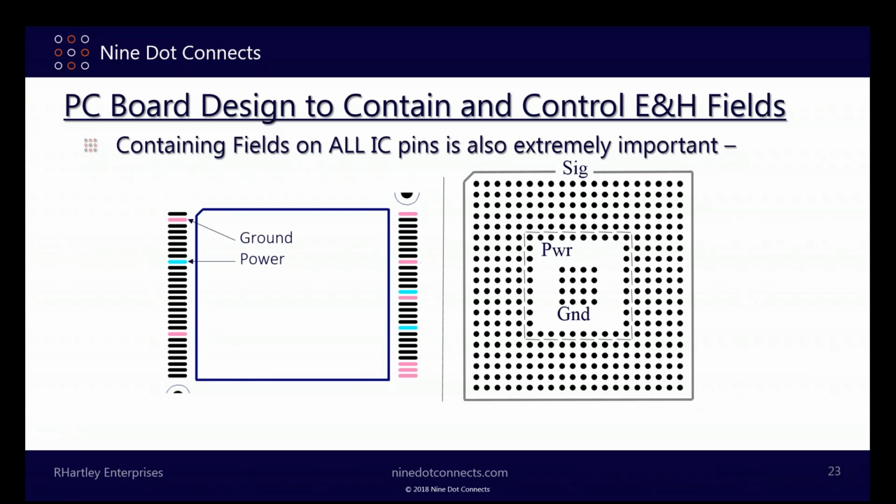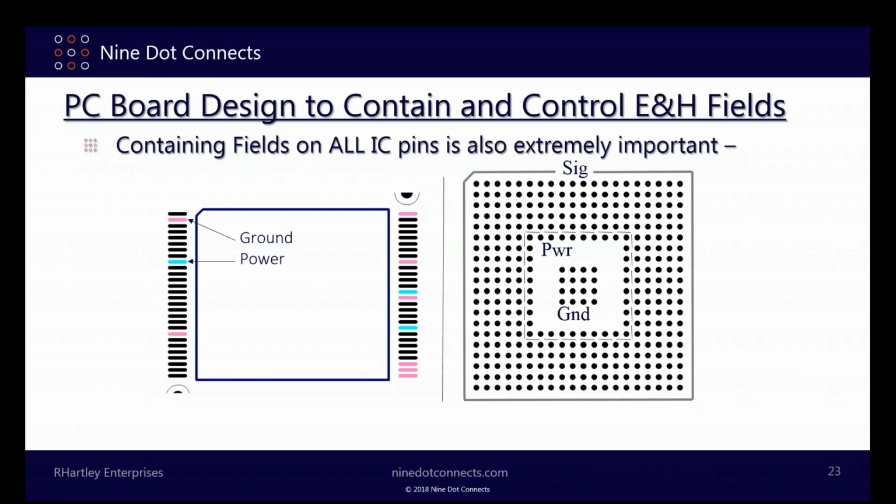By having a lot of power and ground pins intermingled with the signal pins. Do either of these ICs have that arrangement? No. Believe it or not, as bad as the IC on the left is, it's actually better than the BGA on the right. Most people I know think, oh, BGAs, they're fantastic. Low inductance. Yeah, that BGA on the right is awful.